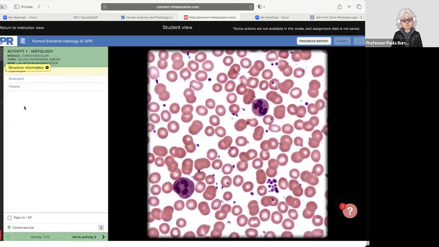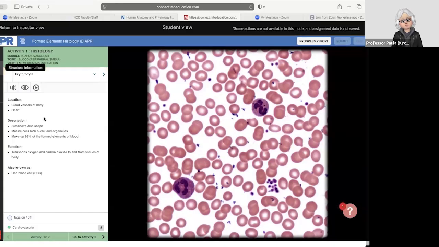If I need to get some information, and you will, I want you to do this with all of the formed elements. I'm going to come over here to the left and click on the i up here, and that's going to tell me about erythrocytes. Well, let's say I don't know how to pronounce erythrocytes.